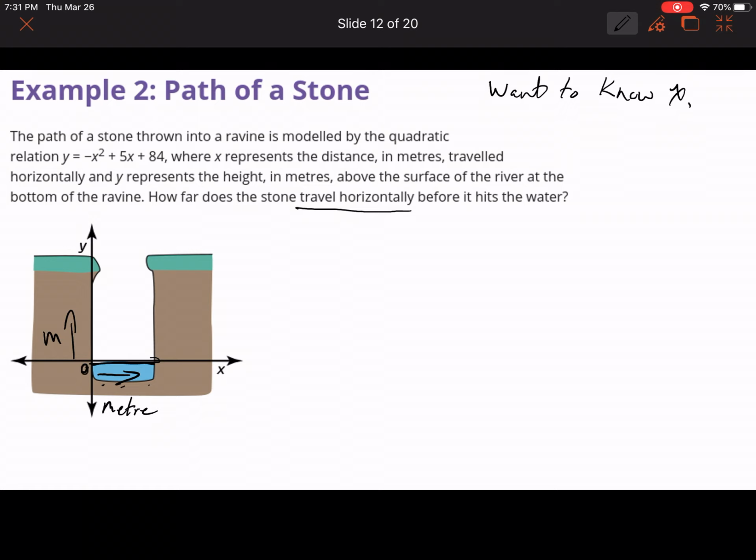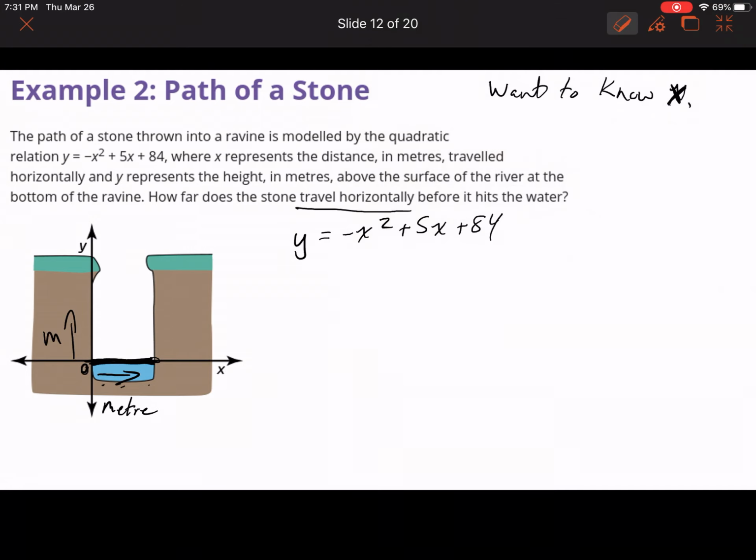Newsflash, most of your questions are going to be asking you to find x. So travel horizontally in this case means find x. So we start off with our equation. How are we going to find x? If we are traveling horizontally and we want to know where it hits the water, we want to know this 0 line.